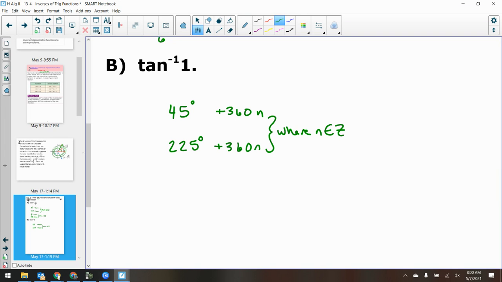And now let's do radians as well. Why not? Pi over 4. And what's that in the third quadrant? 5 pi over 4, right? Plus 2 pi n, where n has to be an integer.